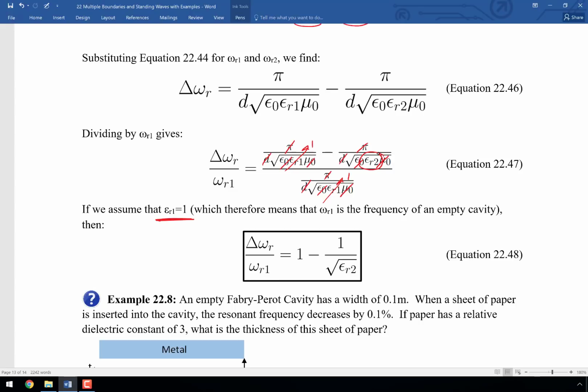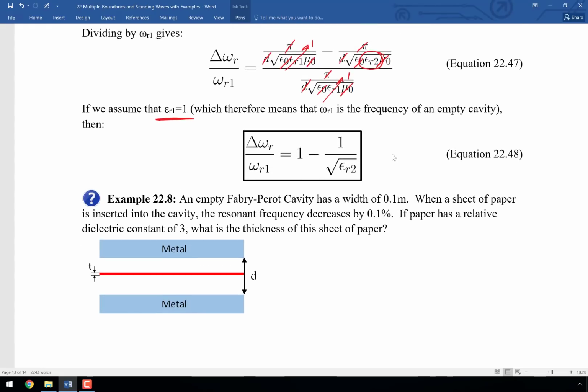So if we know the percent change in the resonant frequency, we can use that to calculate how much epsilon r was just introduced into the region. So we have an empty Fabry-Perot cavity which has a width of 0.1 meters, so 10 centimeters, that's about 4 inches. I just want you to have in mind that this is about 4 inches. If imperial units are helpful to you, it helps me to be able to visualize, okay, that's about the size of my hand or something like that.